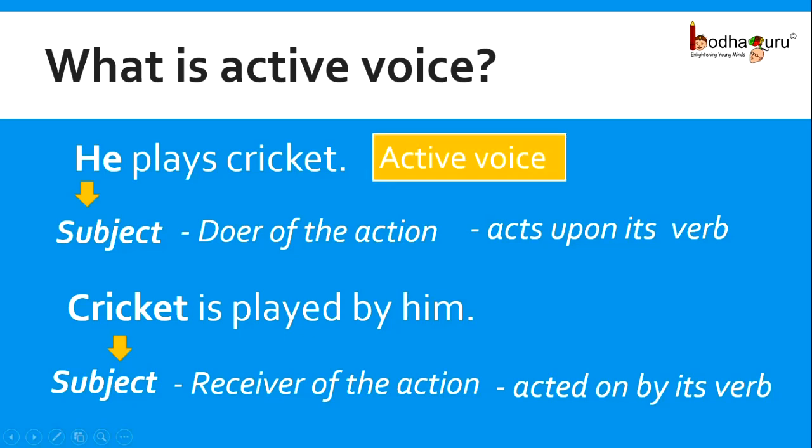The first sentence is the sentence in active voice. Why? Because in this sentence, the subject is active and the subject is the doer of the action. In the second case, we say it is in passive voice. Why? Because in this case, the subject is the receiver of the action. That is, the subject is passive. It is not performing any action. Instead, it is acted on by its verb.